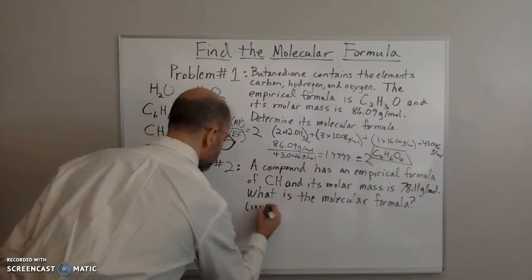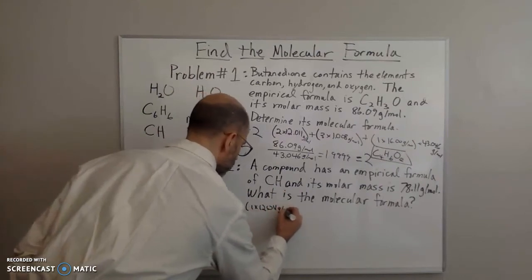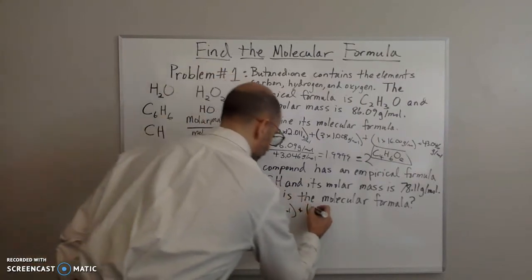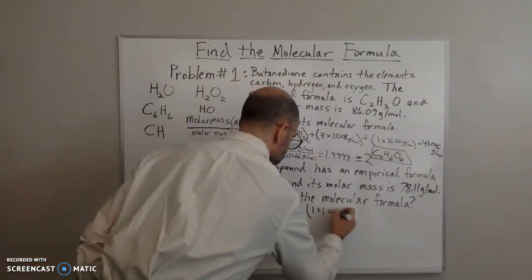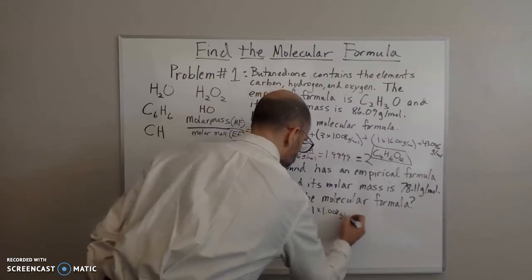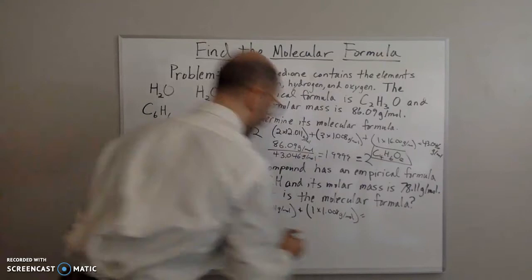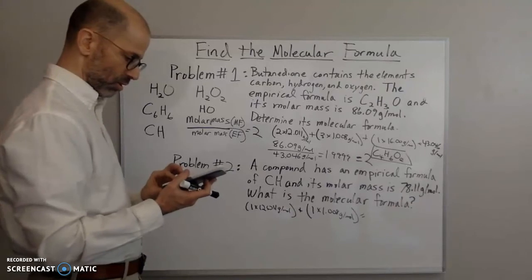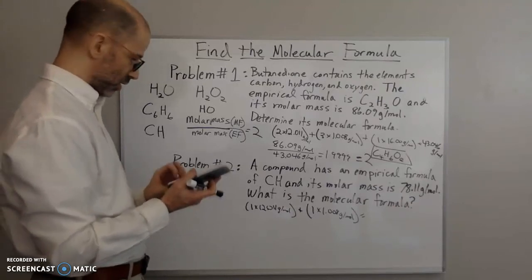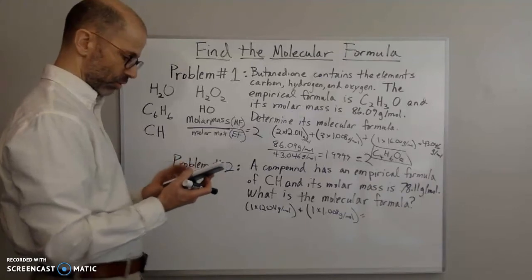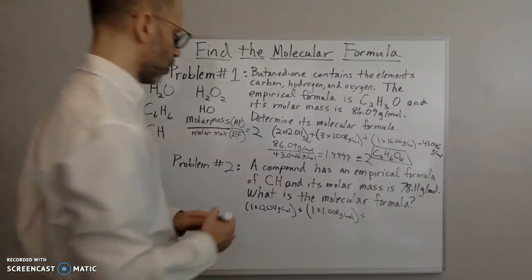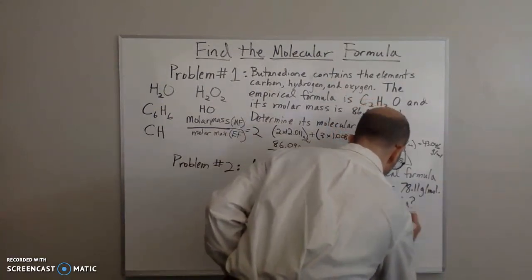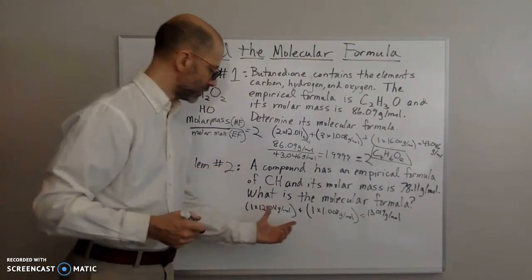It's easy to calculate because it's 1 each. So we have 1 times 12.011 grams per mole plus 1 hydrogen, 1 times 1.008 grams per mole. So we add those together: 12.011 plus 1.008 equals 13.019. So we get 13.019 grams per mole for the empirical formula mass.